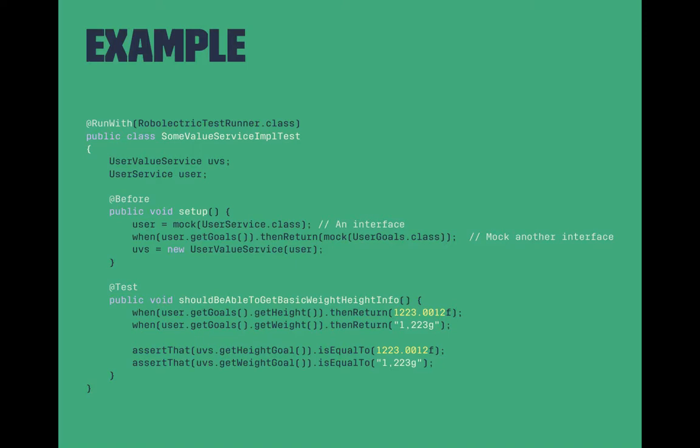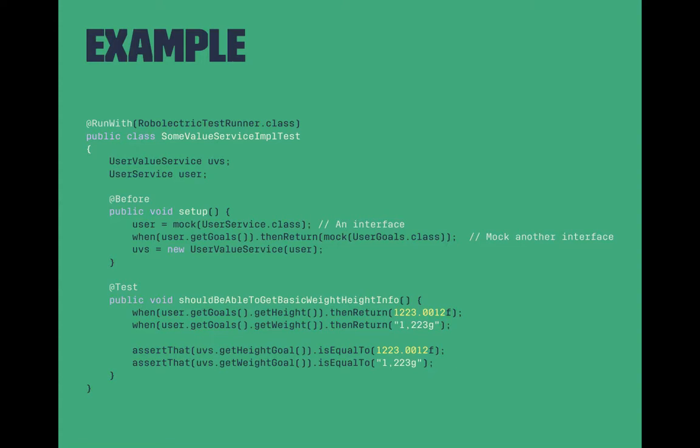We have a couple of fields here. One's a user value service and one is a user service. User value service gets some values around the user, maybe like their weight and their height and their goals and so forth. The user service gets the information about a user. It could be their password, their username, and it could be the facade layer that gets into everything else.